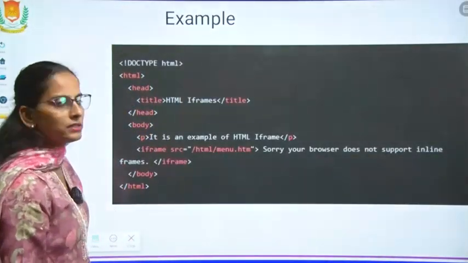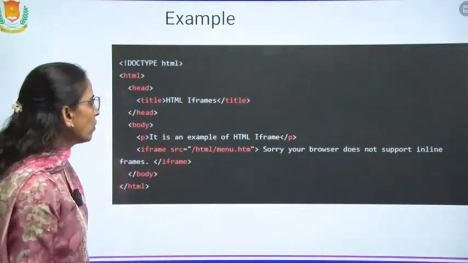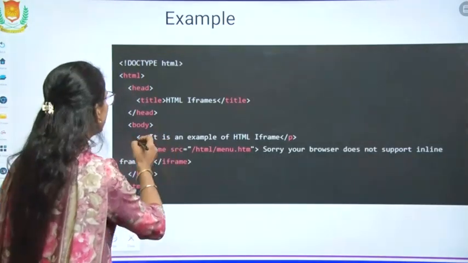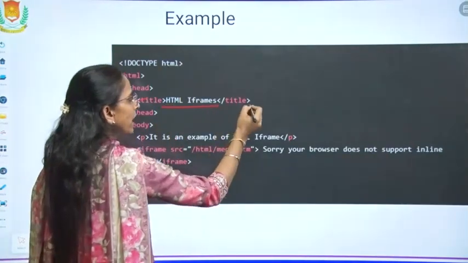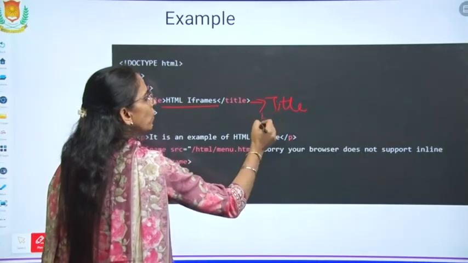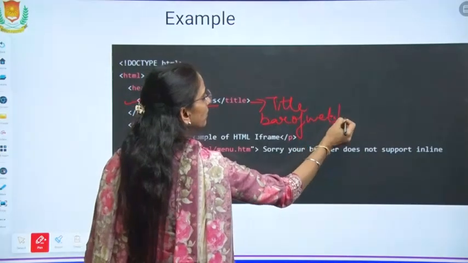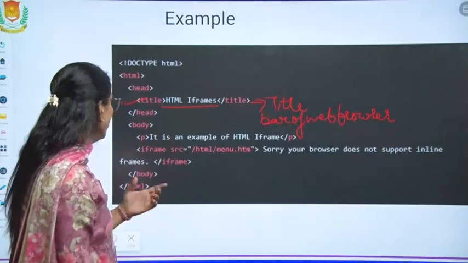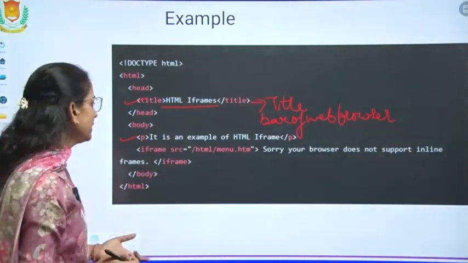Now there is the example code given there. How can you create your web page with the iframes? First of all, we have given the title HTML iframes. This title will be shown on the title bar of the web browser. Then we have given the heading with the help of the P tag.